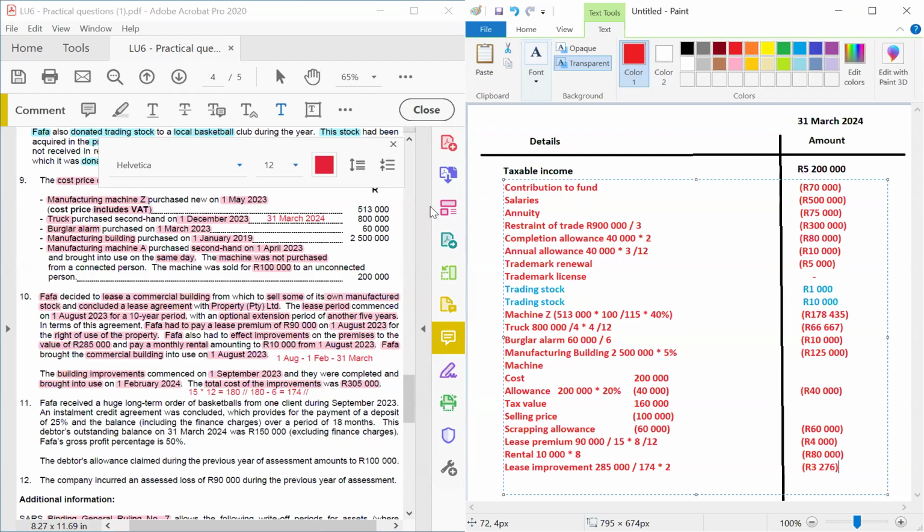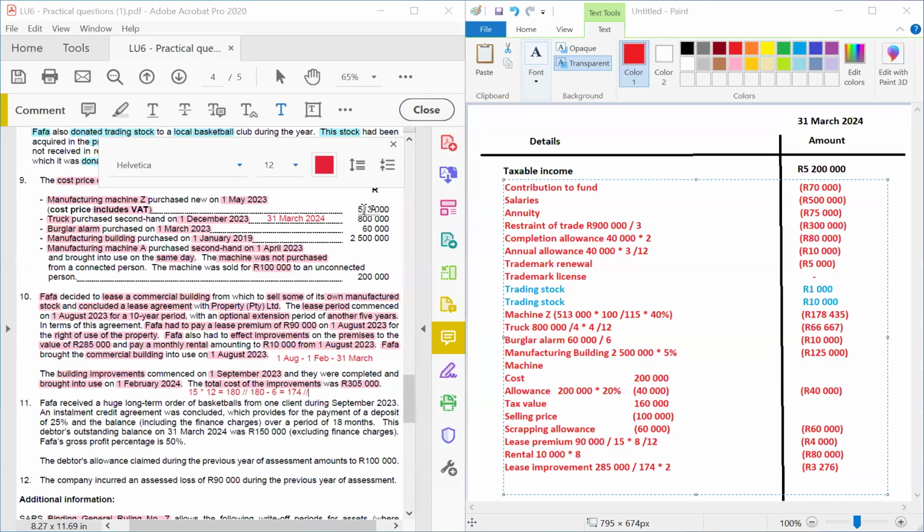So 174, technically 15 years is equal to 180 months, right? So since 6 months have passed from the 1st of August till the 1st of February, it represents 6 months. So it means that now I am left with 174 months. That's why I can divide everything with 174 months, right?